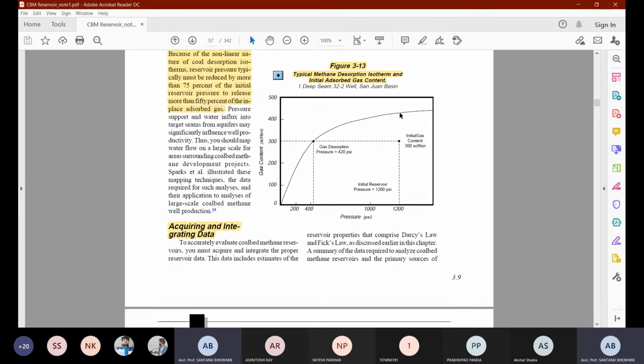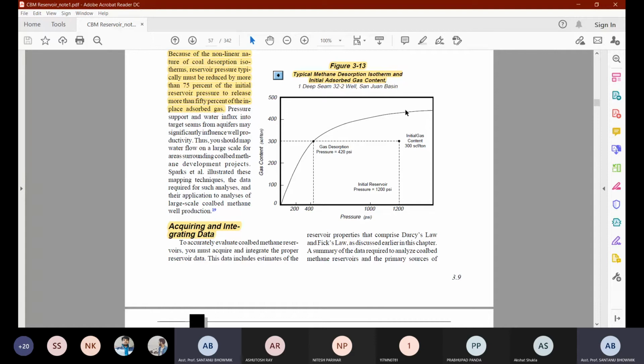You have put it into the core. Suppose at this stage at 1200 psi it is showing 300 SCF per ton and it is supposed to show approximately 400 or more than that. So if you reduce the pressure from 1200 to 1000 and so on, 800, 600, it should follow the same path, but you will not get any production.